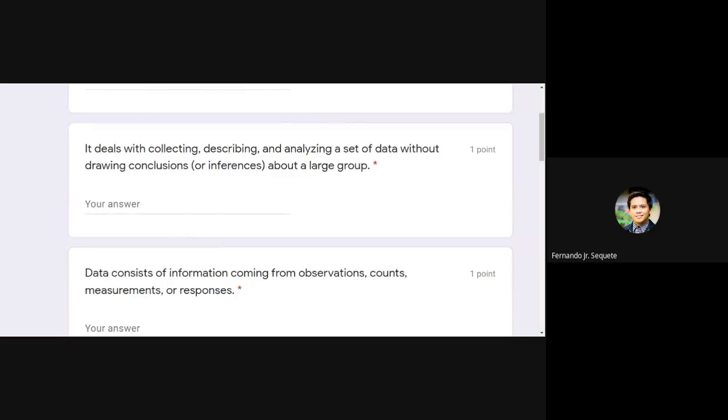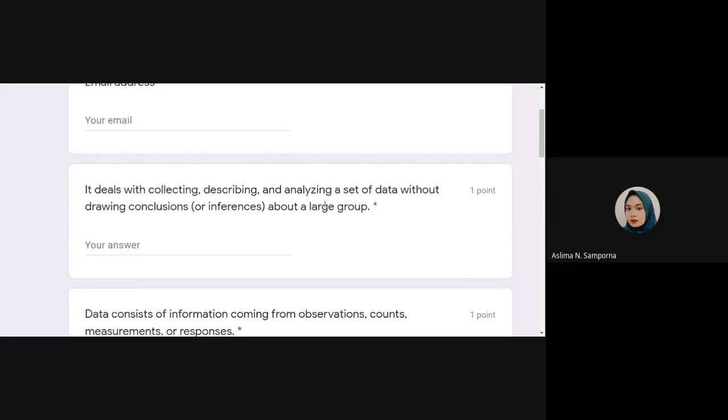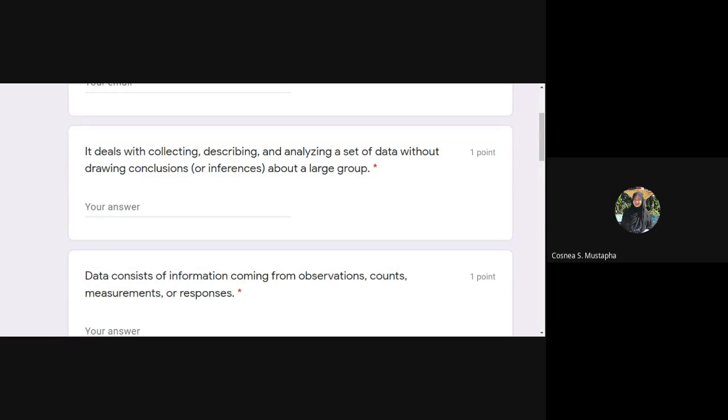Okay, it deals with collecting, describing, and analyzing a set of data without drawing conclusions or inferences about a large group. Who can answer that question? Descriptive statistic. Descriptive, sir. No, okay, very good. No, that is descriptive statistics. Very good. Okay. Sir, how about descriptive lang, sir? Wrong. Another thing, if the answer is not complete, no?